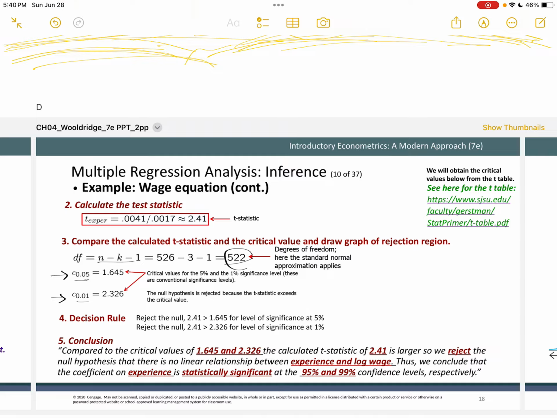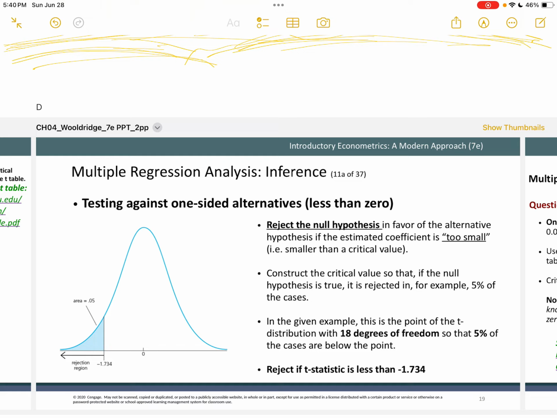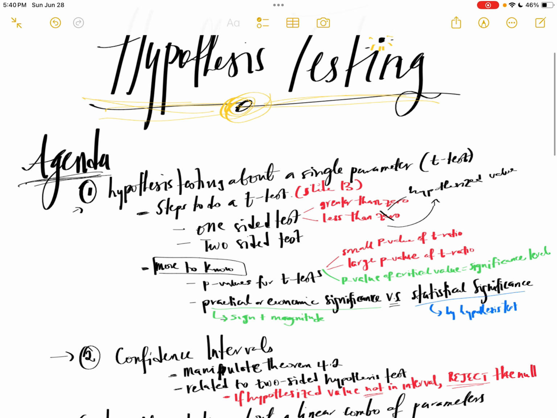Compared to the critical values of 1.645 and 2.326, the calculated t-statistic of 2.41 is larger. So we reject the null that there is no linear relationship between experience and log wage. There is, in fact, a statistically significant relationship, which is why we are rejecting the null. Thus, we conclude that the coefficient on experience is statistically significant at the 95% and the 99% confidence levels, respectively. You see how beautiful that sounds? Yeah, you should learn how to write like that. Very good.